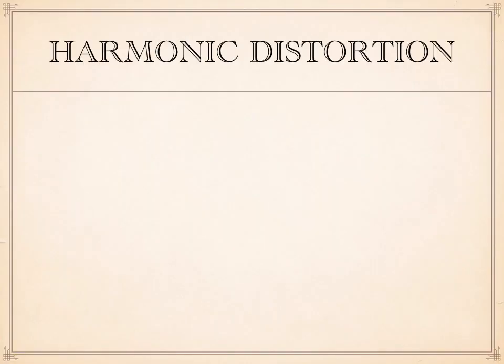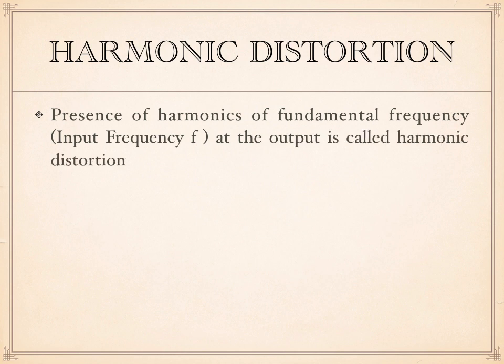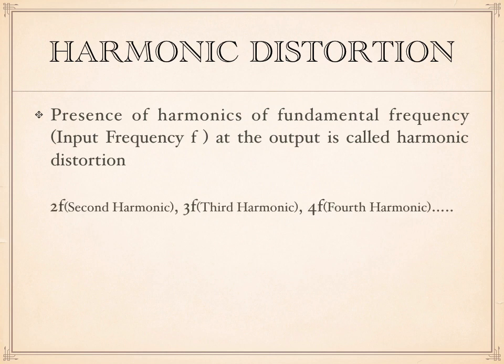Harmonic distortion is another important parameter in power amplifiers. Harmonic distortion is the generation of new frequencies at the output. The new frequencies means the frequencies which are not applied at the input. These new frequencies are the harmonics of the input applied frequency. If the input frequency is say F, then we will have 2F, 3F, 4F and so on frequencies generated at the output. And these are called second, third or fourth harmonics of the input signal.